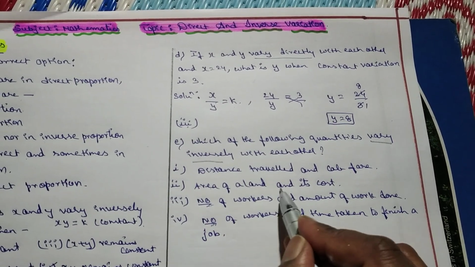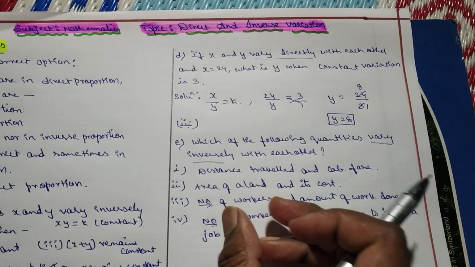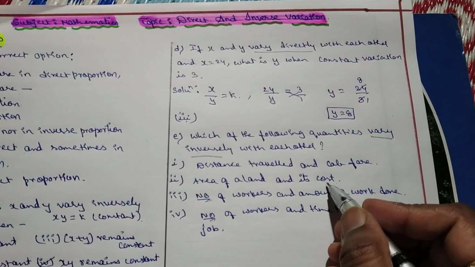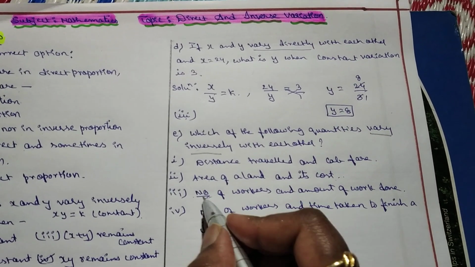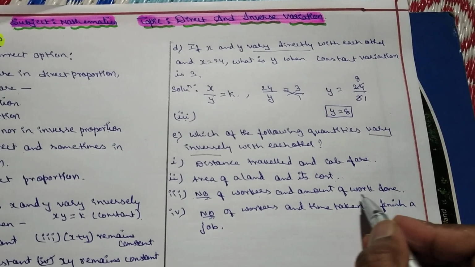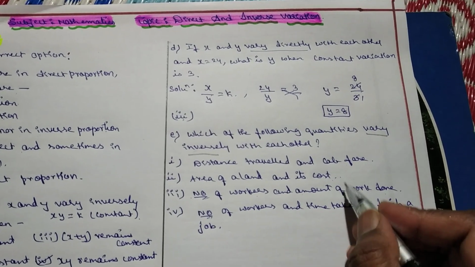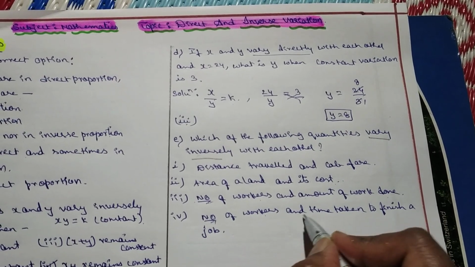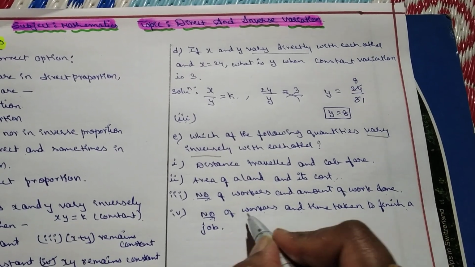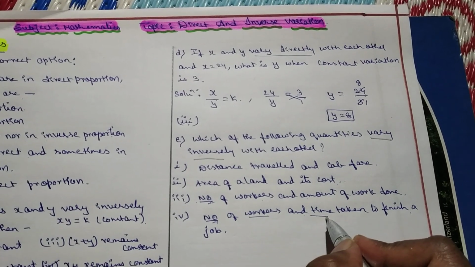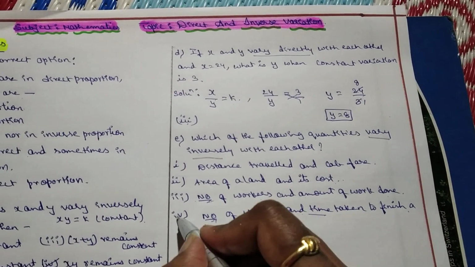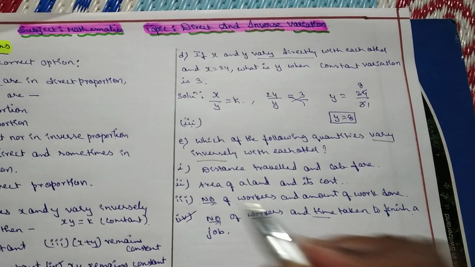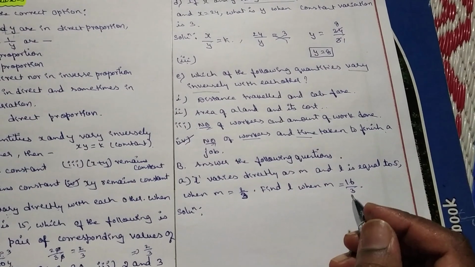Then area of a land and its cost. So if the land increases, its area increases, then its cost also gets increased. And the third, number of workers and amount of work done. This is also the same case of direct variation. Next, now number of workers and time taken to finish a job. So work and the time has come. So this is the case of inverse variation. And the question is asked vary inversely. So fourth option is the right answer.